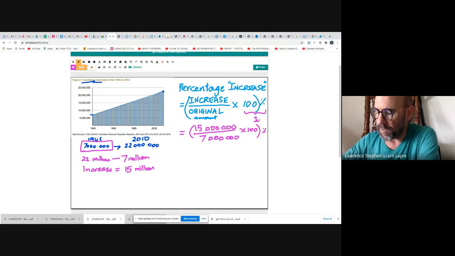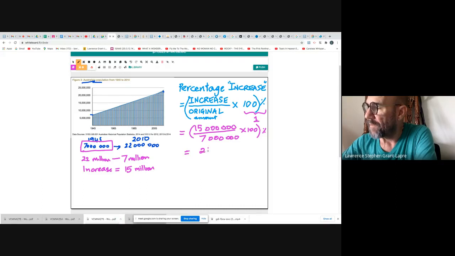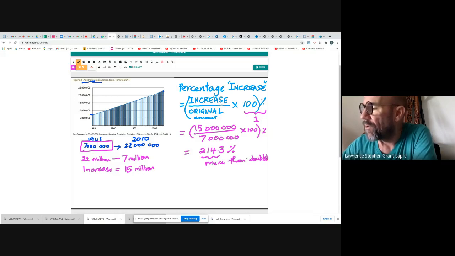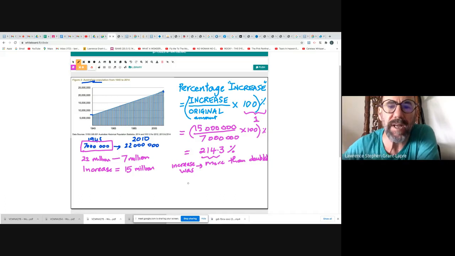Now that's 2.14. Times it by 100%, and we get 214.3%. That's a 200% increase, which means it more than doubled. It's bigger than 200%. That makes sense, doesn't it? The increase was more than double. So it increased by more than double 7. More than double 7 was 15, so it increased by 15, so it went up to 22.